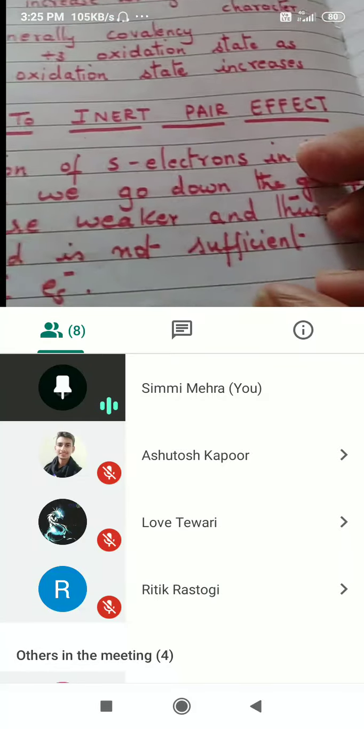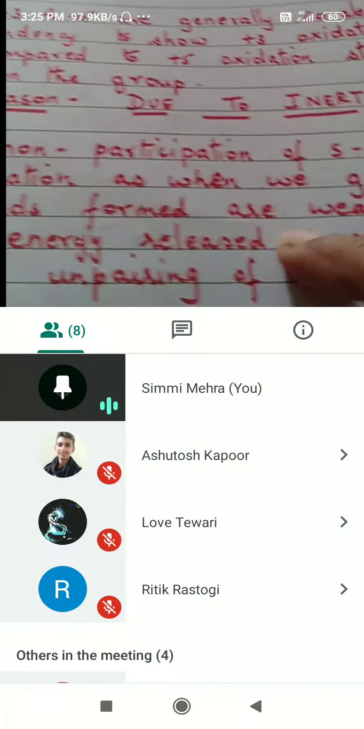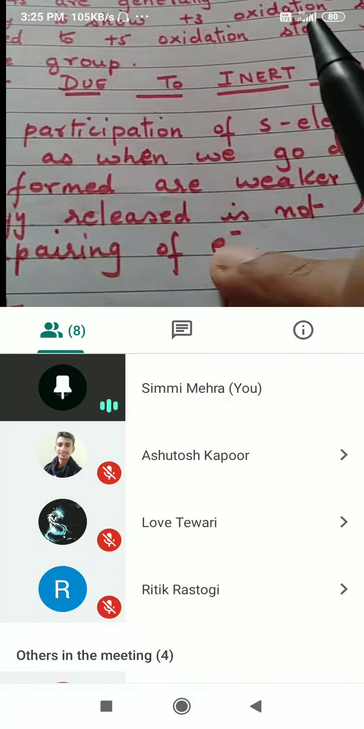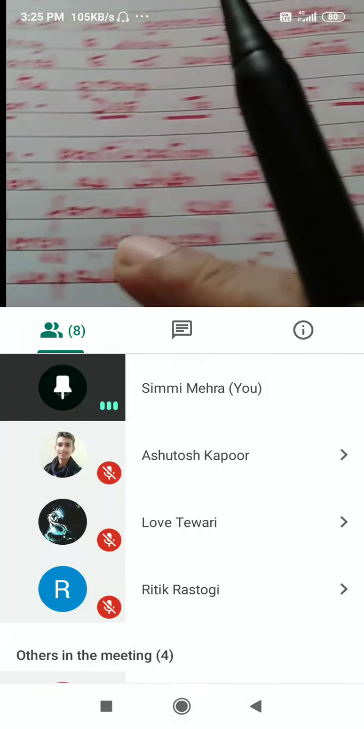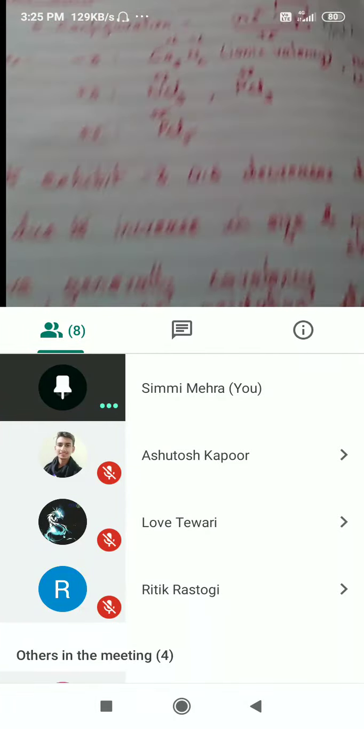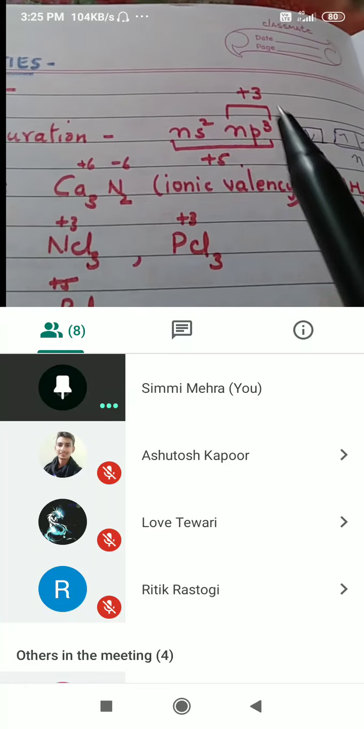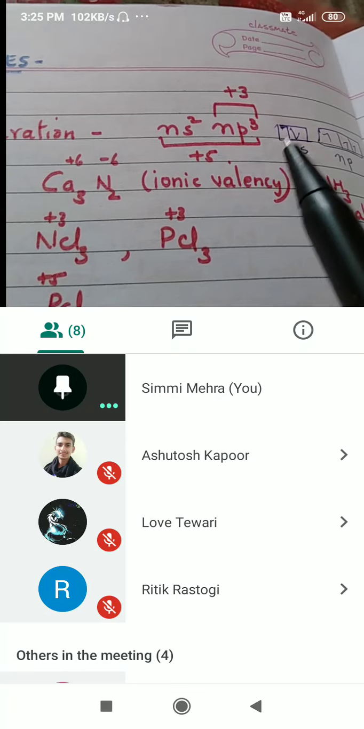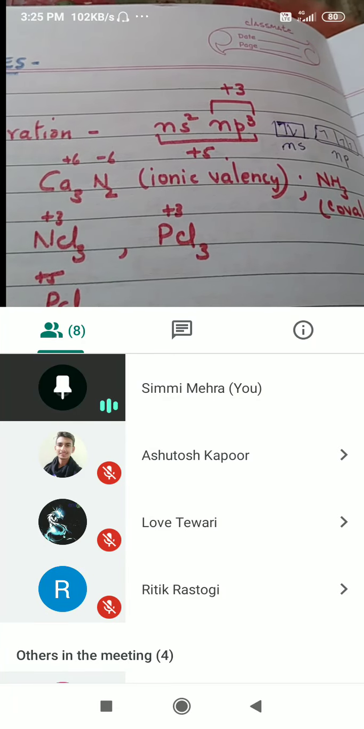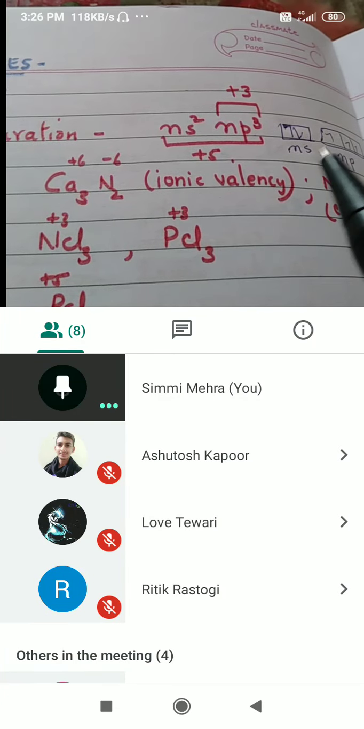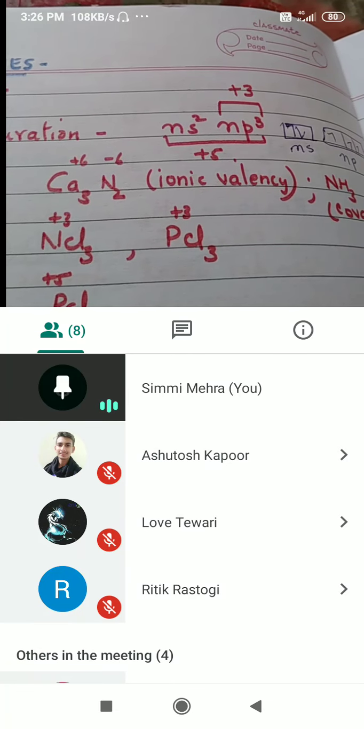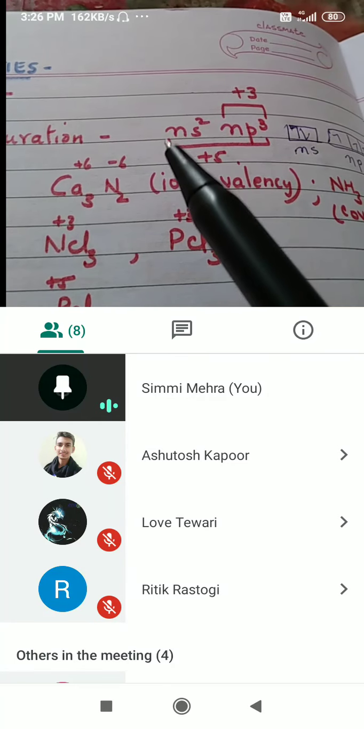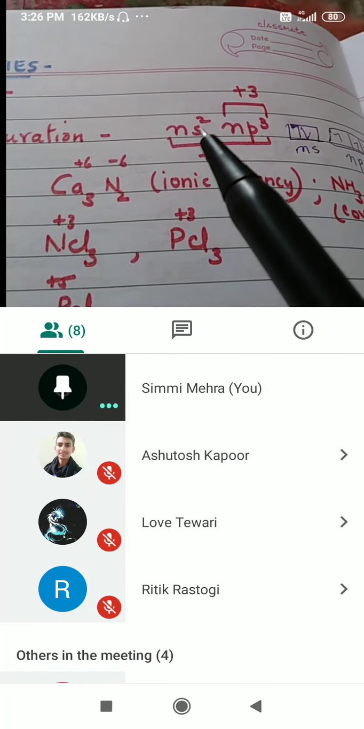As we go down the group, the bonds formed are weaker and thus the energy released is not sufficient to unpair the electrons. If we have to have +5, there are two things. First of all, an empty d orbital should be there, which is absent in nitrogen but present in arsenic, antimony, and bismuth. Then the +5 state is not there because it requires energy to unpair s electrons.